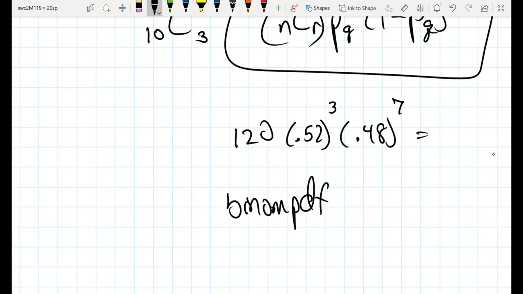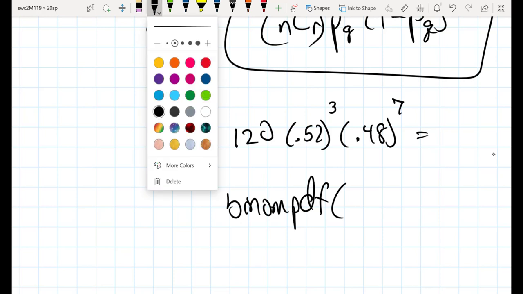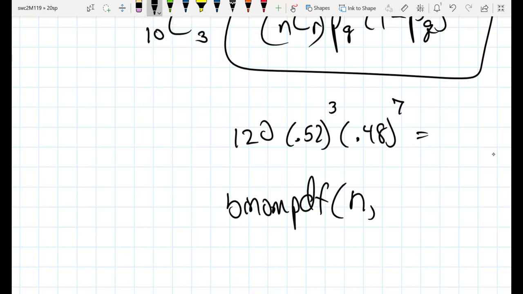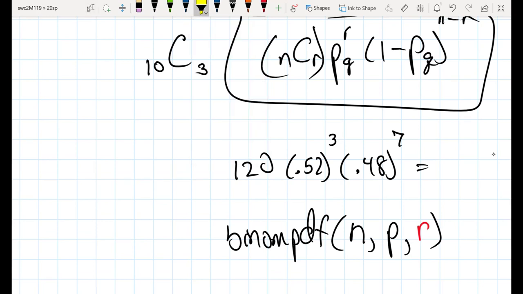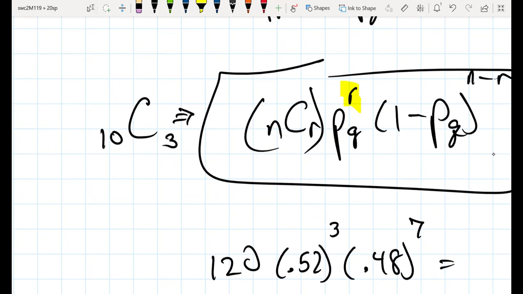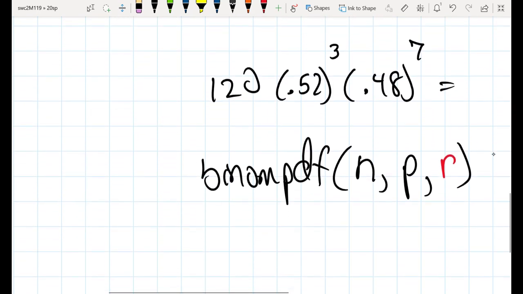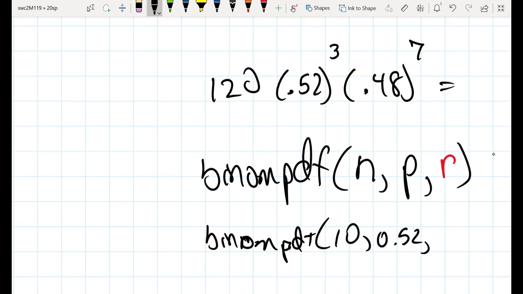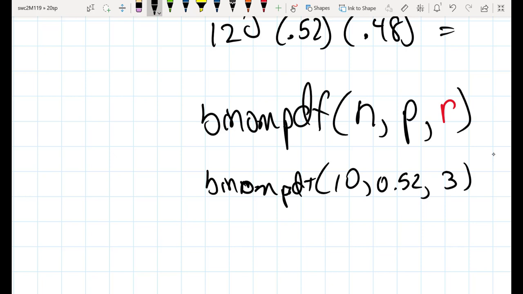And we can also drop this into our calculator, binomPDF, where if you simply put in the number of trials, the probability of a success, and the number of successes that we're interested in, those three values, n, p, and r, are the only things that we need to figure out the probability of having exactly r successes. So in your calculator, binomPDF, 10, 0.52, and 3.